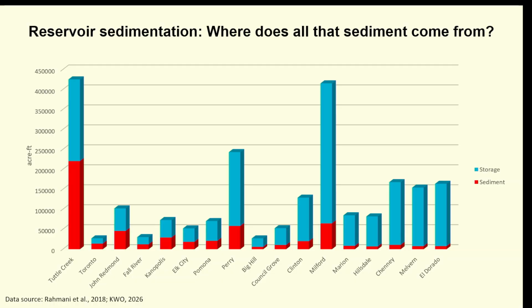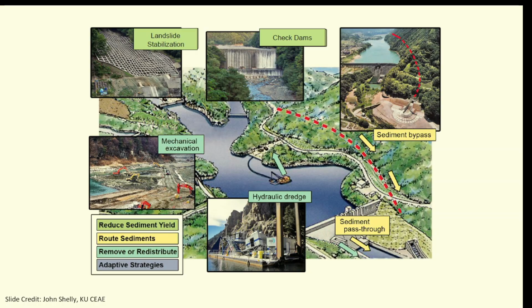What this figure illustrates is the question that I want to address today: where does all that sediment actually come from? John showed this slide yesterday, and we're focusing on the green parts, reducing the upstream watershed sediment yields. This diagram illustrates why it's important to figure out where that sediment is coming from, because I don't think landslide stabilization is going to work particularly well in Kansas.